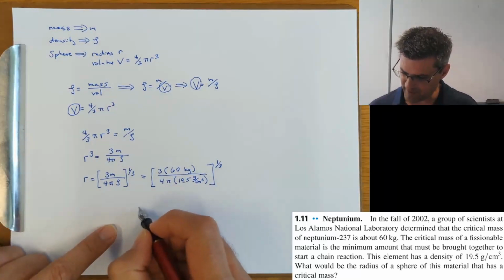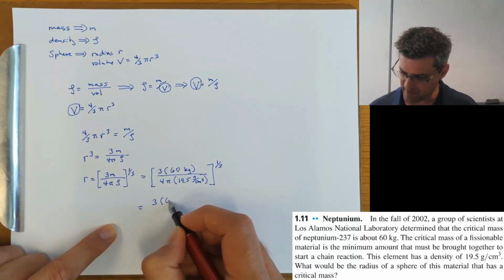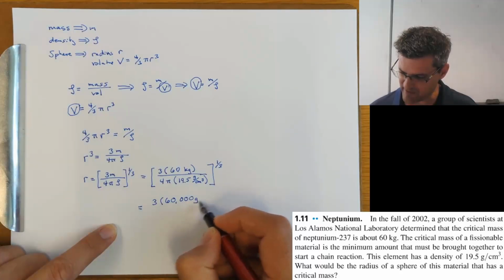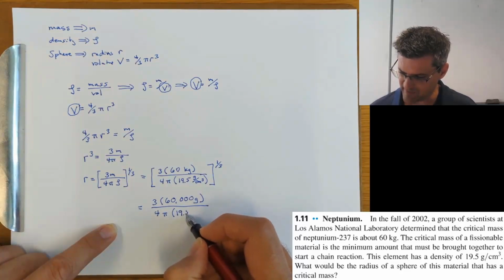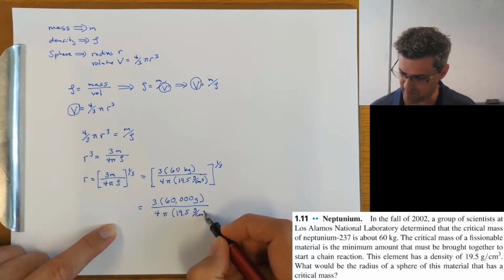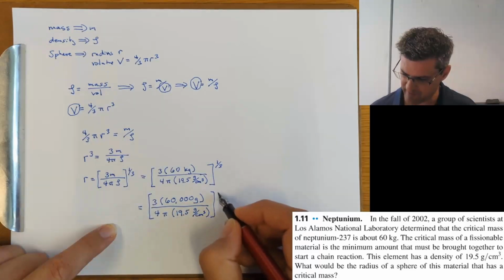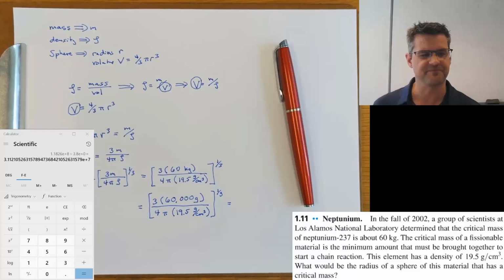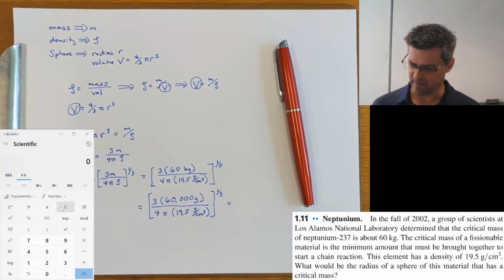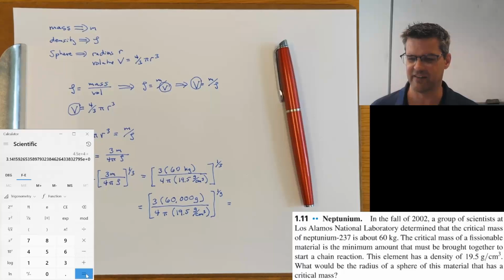So first of all, we've got the 3, but this is 60,000 grams. And as long as we do that conversion, we don't have to do anything with this one. And if we want to now, we can pull out our calculator. We don't need this anymore. But what I'm doing is multiplying 3 times 60,000, divide by 4, divide by pi, divide by 19.5, is equal to this, which is 734.